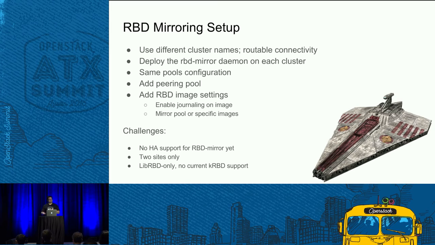And then depending on whether you have set the pool to be every image replicated or only some images replicated, you might have to flag which image will be replicated, or it may be redundant if you're replicating the entire pool. You also need to enable journaling on the images, which you can do at image creation time, or you can do later using an RBD setting.